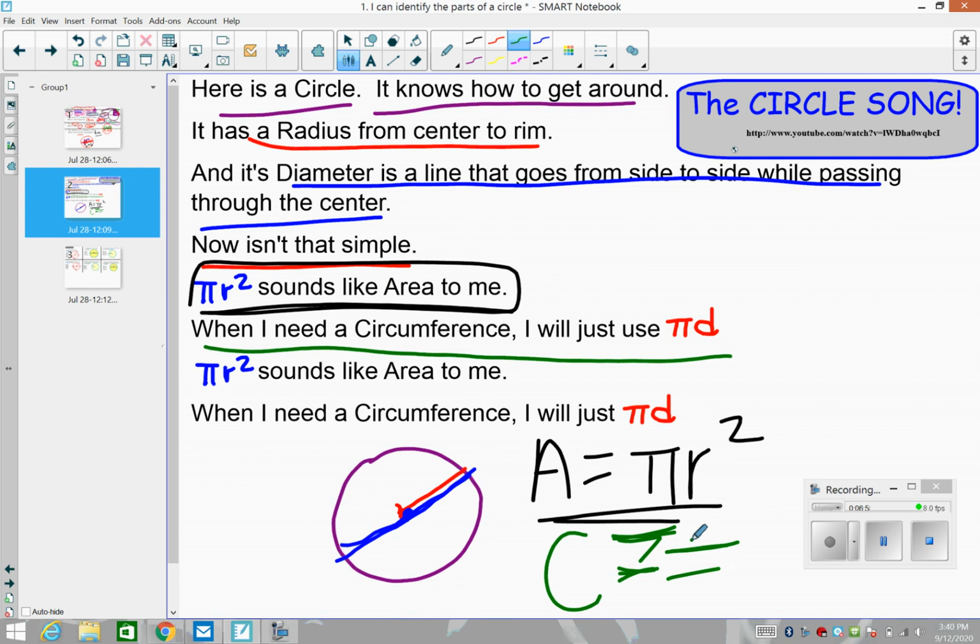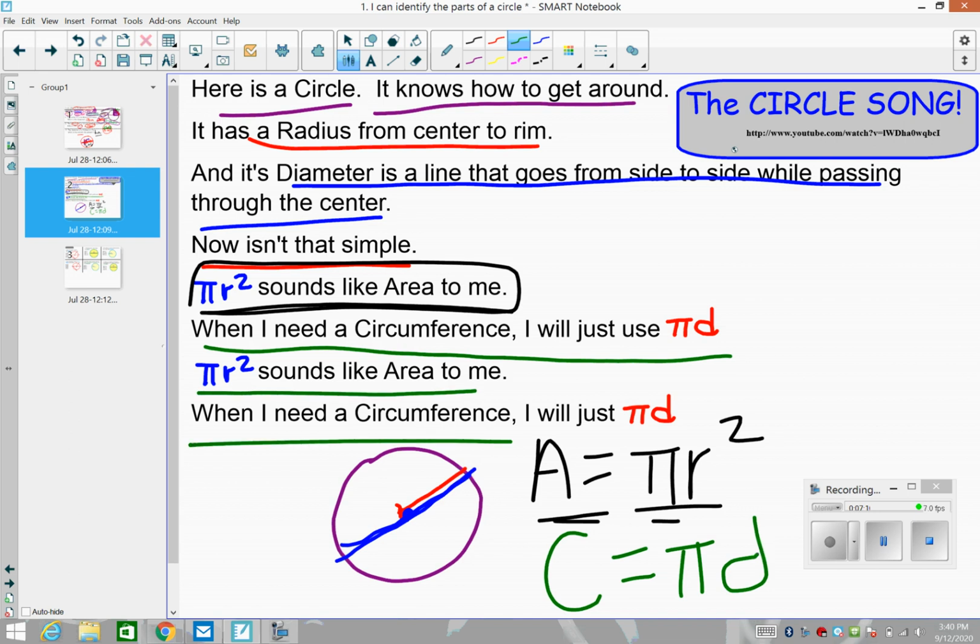Oh boy. Got a race here. When I need a circumference, I'll just use pi d. So pi r squared sounds like area to me. When I need a circumference, I'll just use pi d. Then we repeat. Boom. So that's known as the circle song.